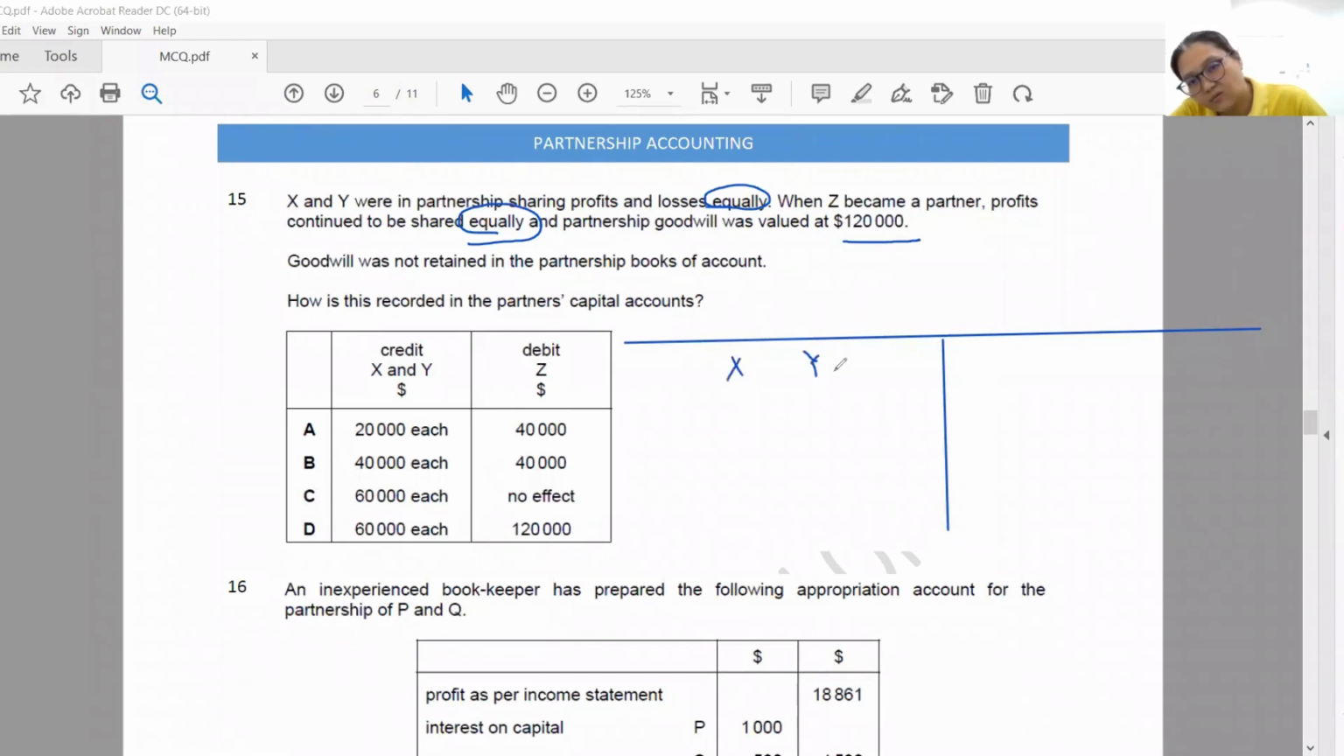So this is X, Y, and Z. When the goodwill was created, it was only shared by X and Y. So this will be the goodwill creation. Each will take 60,000. But when you write it off, not to retain it in the books, all three will share equally. So when you share equally, each will get 40,000, 40,000, and 40,000.